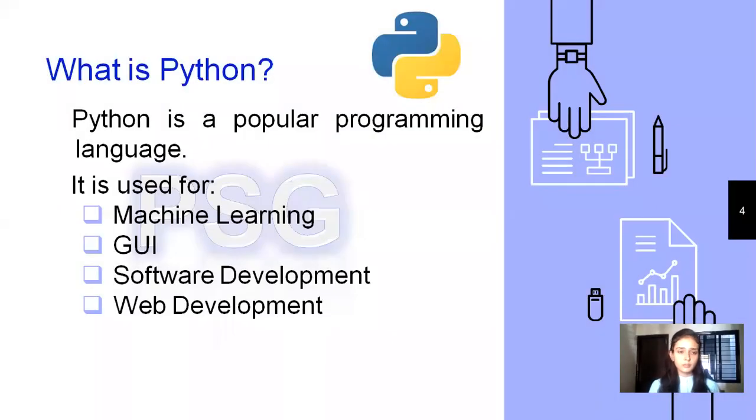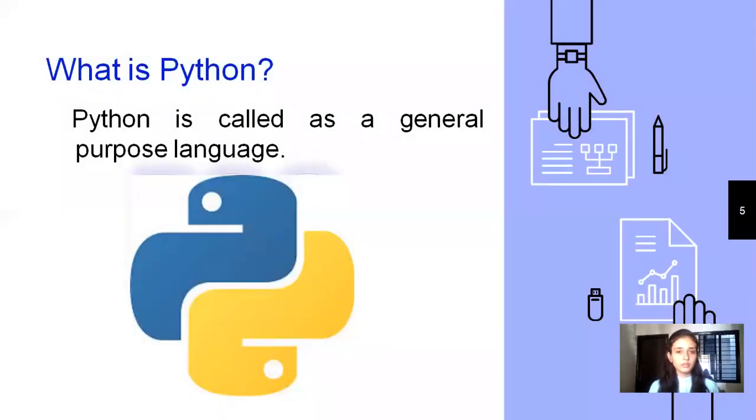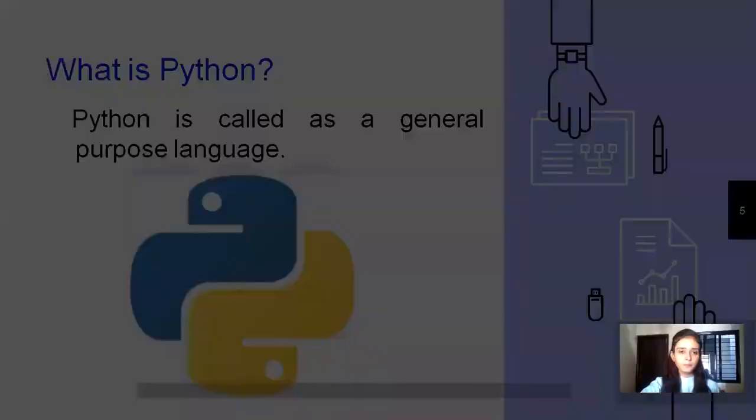So starting with what is Python? Python is a popular programming language and it is used for machine learning, for GUI, for software development, and you can also make a web-based application using Python. So you can make different applications like desktop-based applications. You can also make web-based applications. And you can also make machine learning related, or we can say data science related projects by coding in Python. That's why Python is called a general purpose language.